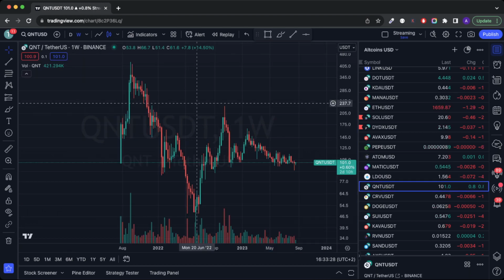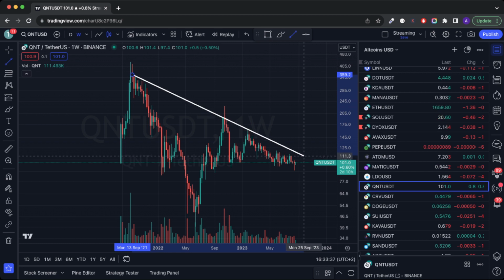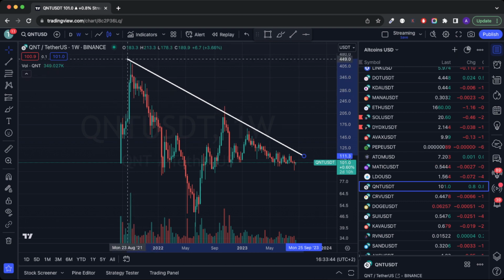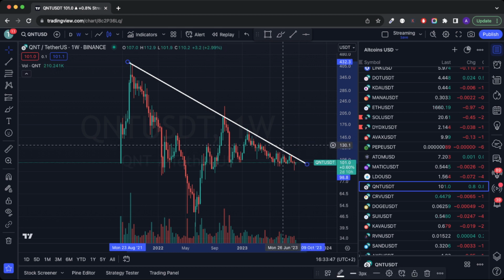Quant. This one is a little bit more recent coin, so it doesn't have as much history, I would say, as some other coins. It's definitely on a downtrend until this gets broken. Can even do it like this, maybe, just to make it cleaner. It's hugging basically exactly the price of the Binance listing.